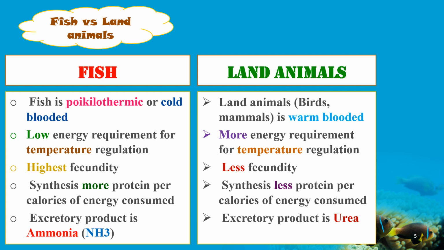On the other hand, as land animals are warm-blooded, they require more energy for temperature regulation. They synthesize less protein and also have less fecundity. Here the excretory product is urea.